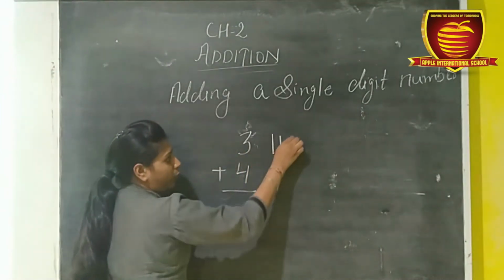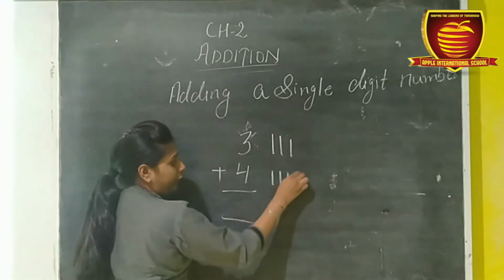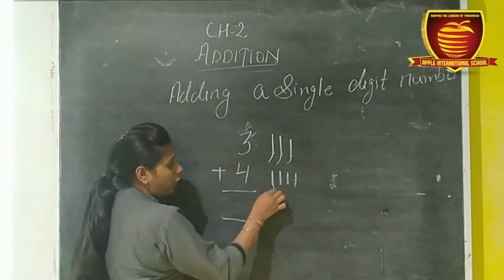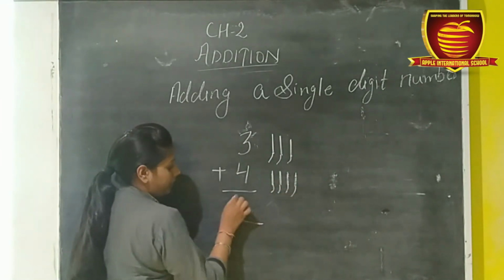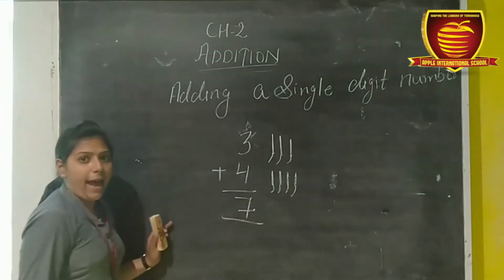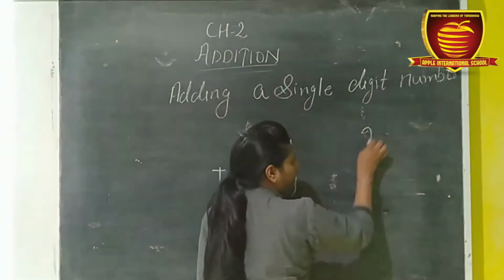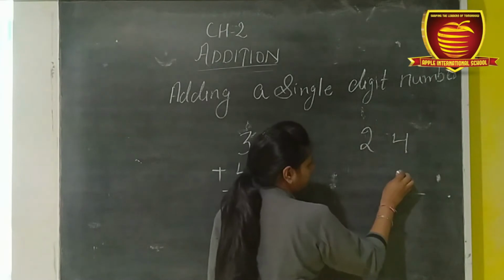Draw lines. 1, 2, 3. 1, 2, 3, 4. Now count together. 1, 2, 3, 4, 5, 6, 7. This is the addition of single digit numbers. One more example of this type of question.